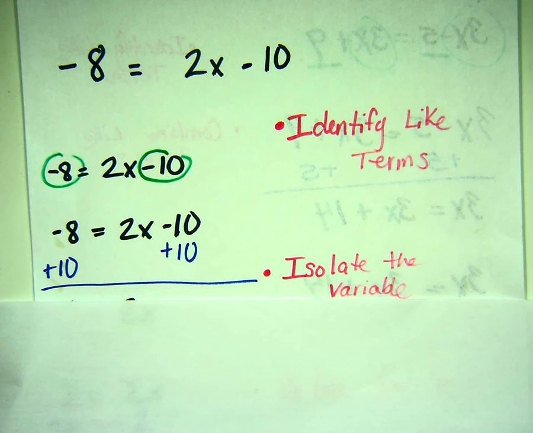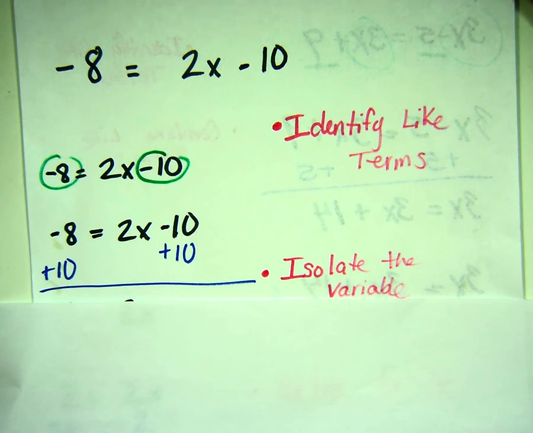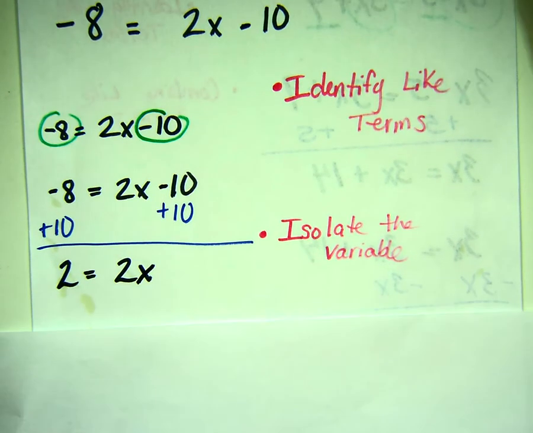is try to isolate the variable by combining our like terms. So we can't do anything with this 8 because it's already by itself, but we can balance the equation by adding 10 to both sides. So right here it cancels out. Then right here you see -8 plus 10. Next step, we're going to isolate the variable. So notice now that you have -8 plus 10 gives you 2.